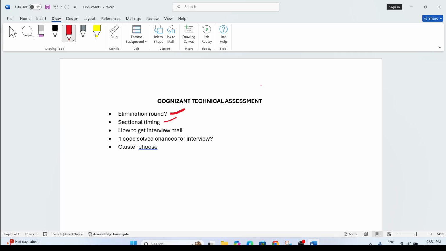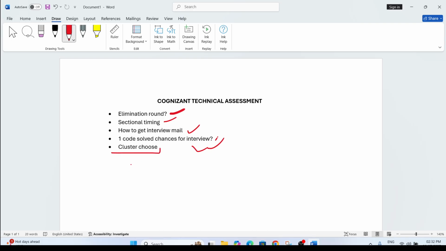This is what I am going to discuss: the exact time, and how to get the interview mail, like how many questions they have to solve and what is the exact cutoff for getting the interview mails for GenC Next, GenC Pro or GenC. If one code or one SQL query is solved, will they get the interview call or not? This is also one of the biggest doubts students have, and another very important one is cluster choosing.